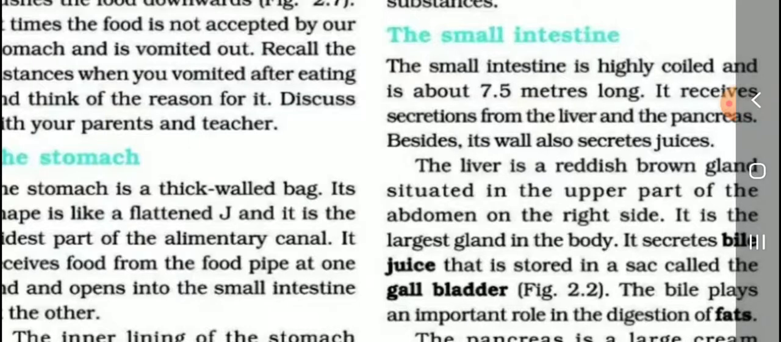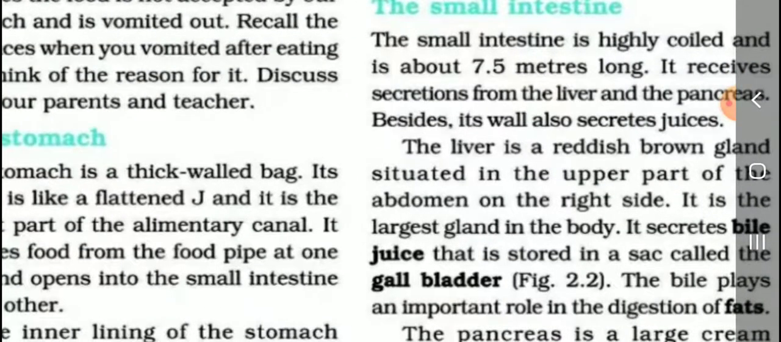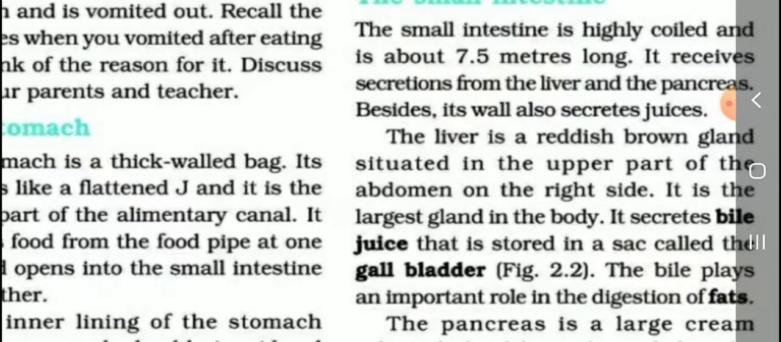The liver, where is it located? The upper part of the stomach. It is the largest gland in the body. This is very important, students. It secretes bile juice that is stored in a sac called the gallbladder.